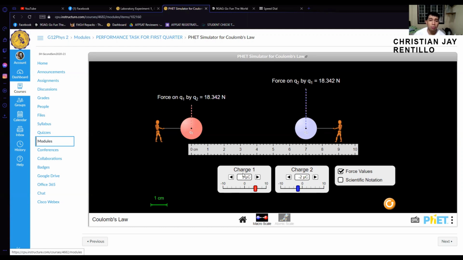Now for number 3, our Q1's charge will be positive 3, while our Q2's charge will become negative 1. So we'll have 5.503 N. Now for number 4, we will make Q1's charge into a negative value, so we will make it into negative 8, while our Q2's charge will be a positive, so we will make it into a value of 6, so we will have 88.041 N.